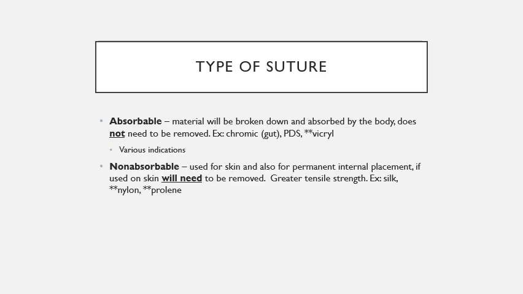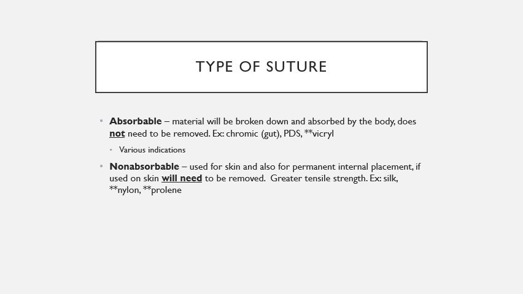Type of sutures. So there's absorbable and non-absorbable. Absorbable, the material will break down and is absorbed by the body. These do not need to be removed. Some examples are chromic gut, PDS, and Vicryl. There's various indications for these.